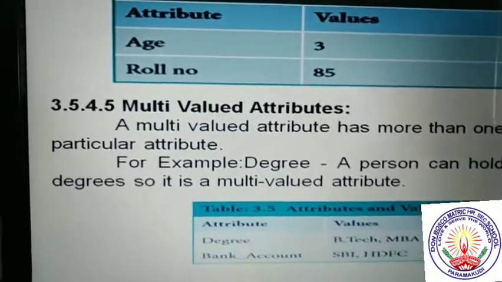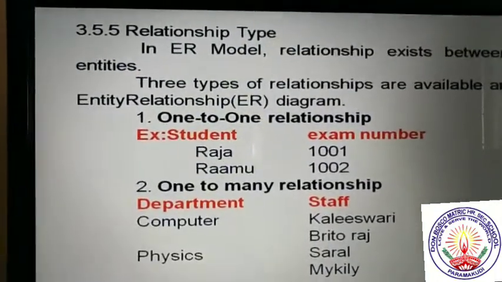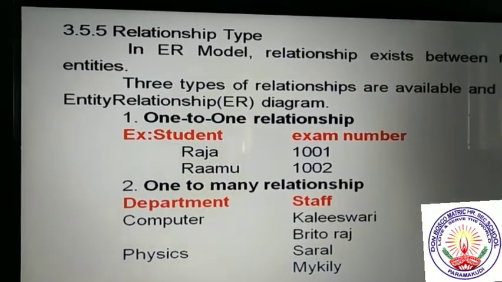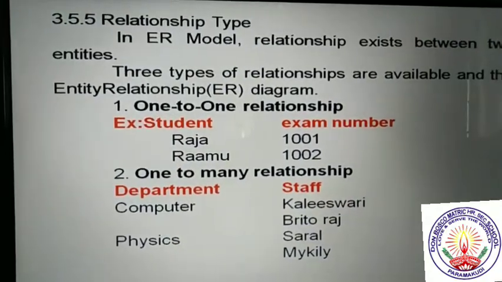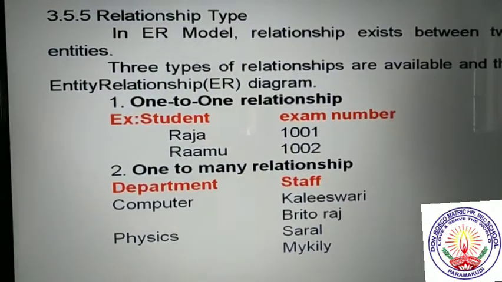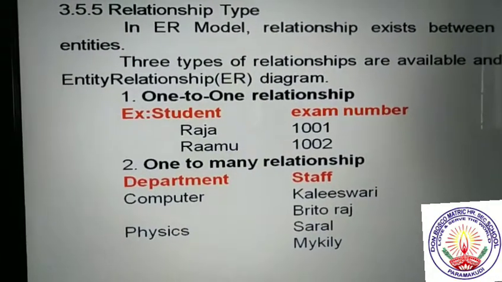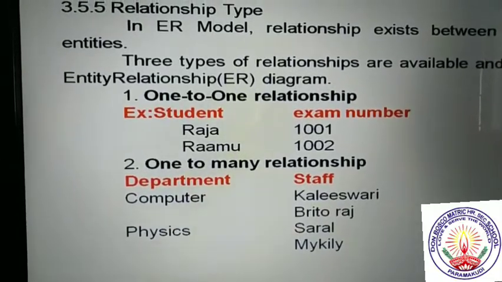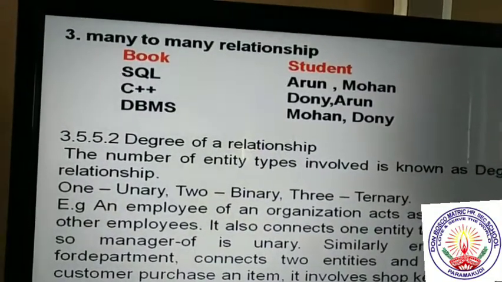one attribute. Okay, and the next concept in your book 3.5.5 relationship. In the ER model we have to follow the relationship. There are 3 types of relationship we have to follow in the entity relationship diagram. Okay, so first one one to one relationship, and second one one to many relationship, and third one many to many relationship.